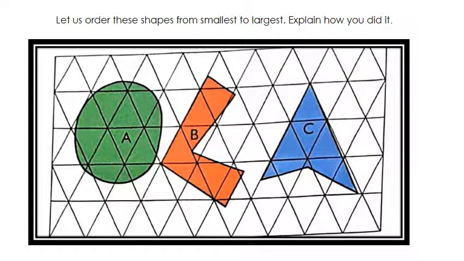I want you to think about how you are going to do this. How are you going to compare them? Because now there is not a specific formula that we can use, but there is something that they have in common. Can you see the triangular net that is covering all of these shapes? That could help you. It means that these cover the same size of triangles. So you can use that as your clue to order these from smallest to largest. But you need to tell me, how did you do it?